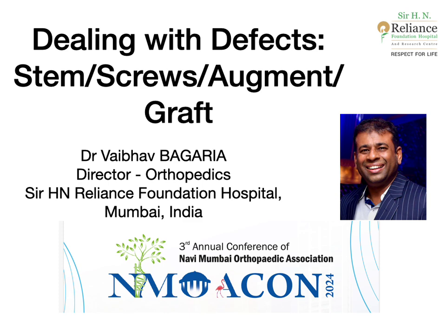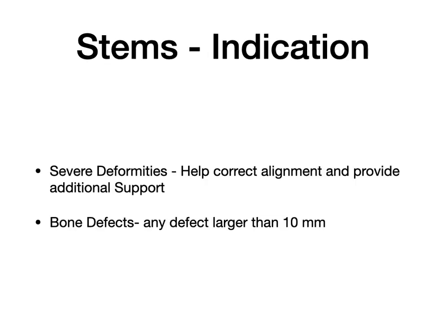So let's begin by talking about when do we use stems. Now, there are a few very clear indications for the stem use. The first of them being severe deformities. And why do we use it? One, it helps correct alignment. Being an intramedullary device, it's like a self centering aligning device. And in addition, it also provides additional support.